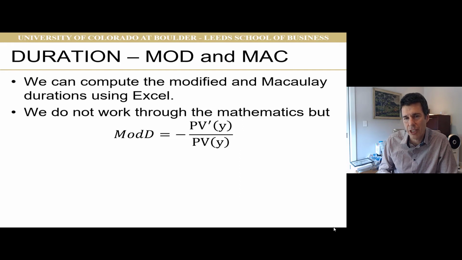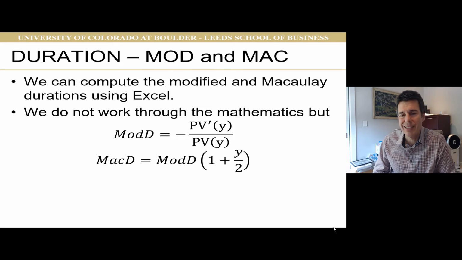The relative rate of change of the present value is the derivative of the present value with respect to yield divided by the present value. So, negative PV prime divided by PV. The Macaulay duration is the modified duration times 1 plus y over 2. That Macaulay duration has a bit more of an intuitive interpretation.